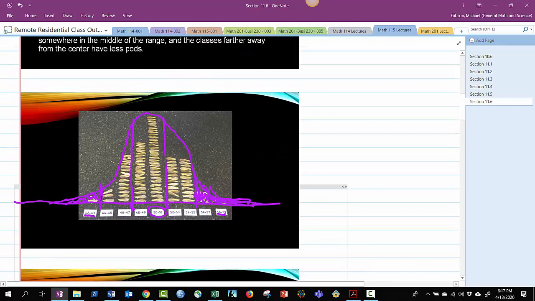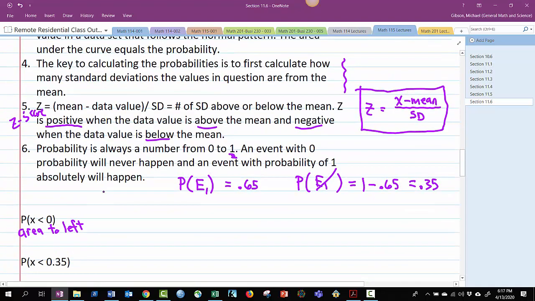So like the area to the left of this, that was the probability of being less than that point, right? Same thing with the 0. So when they ask you, what's the area to the left of 0, they mean what's the probability of being less than 0. And if you think about it, if you just draw a normal distribution, okay.